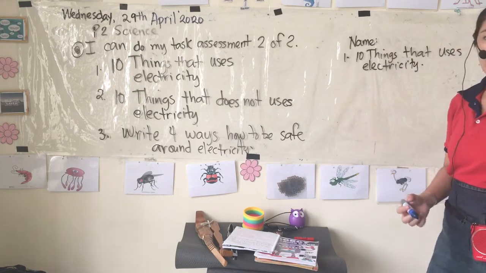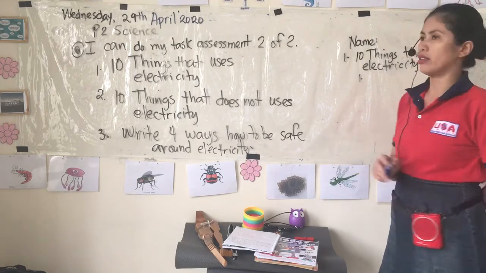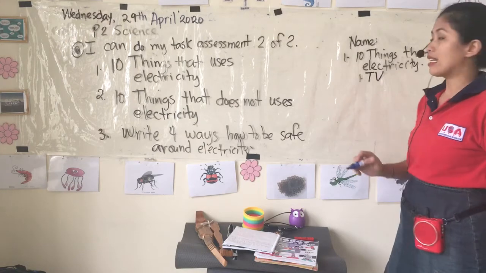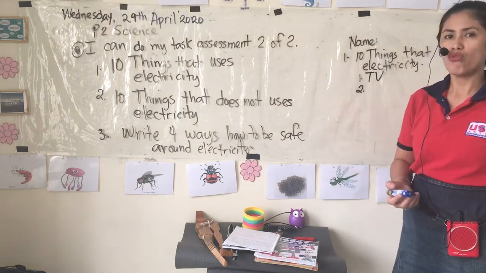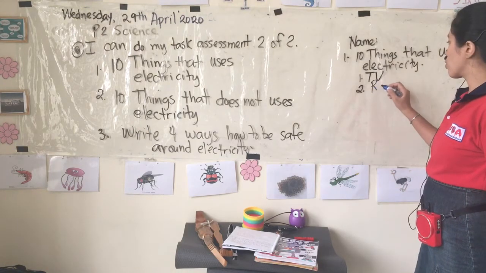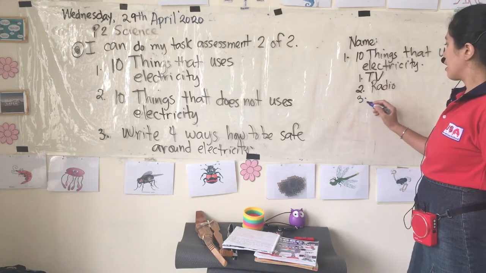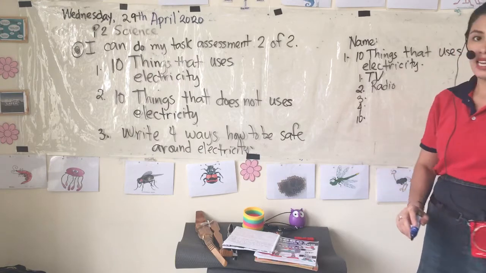For example, what are the things that use electricity? For example, number 1, TV or television. So you will write television. What else? Number 2, radio. Radio needs electricity. So you are going to write radio, until you make how many? Until you make 10 examples.